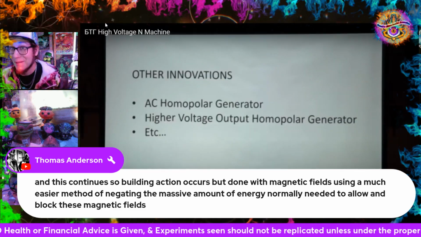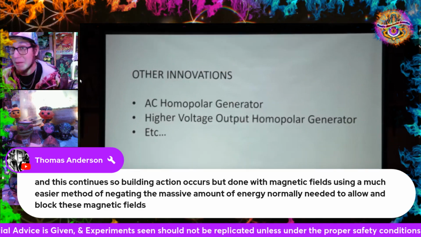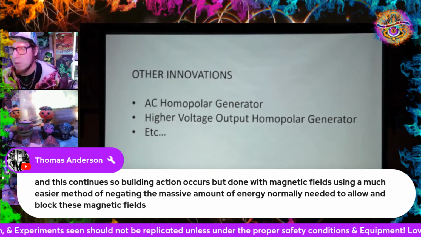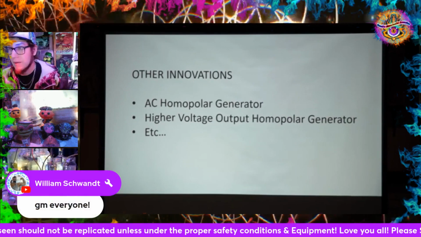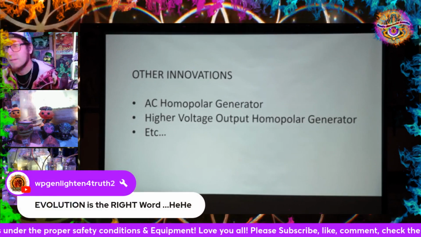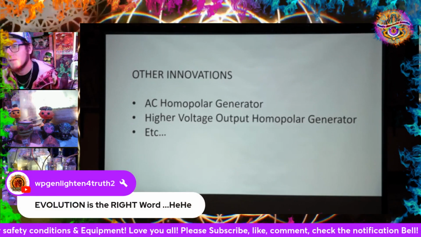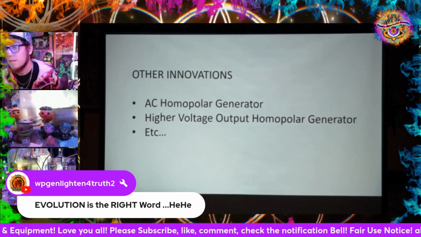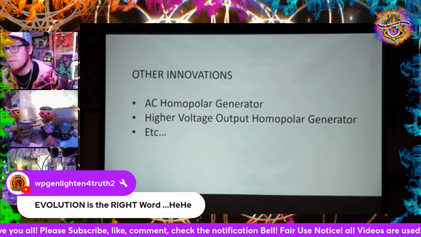So other innovations, you know, and that's just DC, direct current, not pulsed or anything. You get the steady DC current, low voltage, high amps. So other variations people have looked at are different ways to basically, you know, produce AC. You can produce AC, you can put in a transformer, you might be able to raise the voltage and do different things.